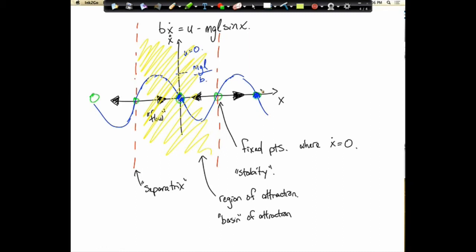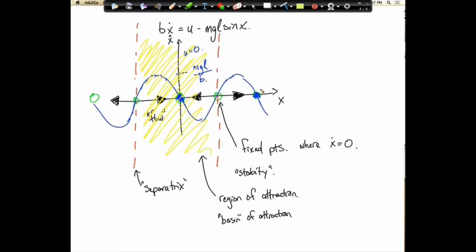Okay, but what happens now if I start changing u? It moves up and down, right? So that whole line moves up and down. If I just add u into the equation, that whole line moves up and down. What's going to happen to the fixed points? They start moving around, right? Can you see how they're going to move? Right, the fixed point at the origin, if I start increasing u, is going to be moving to the right. The fixed point at the top is going to be moving to the left.